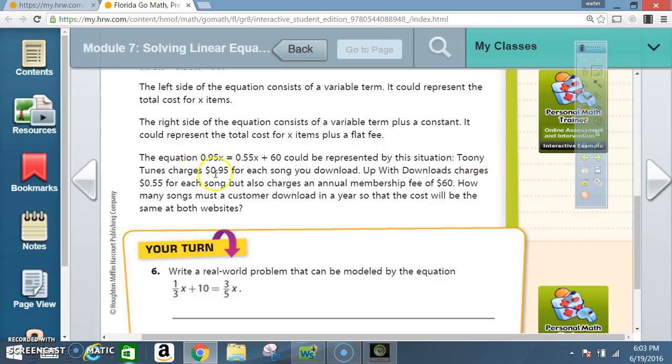The equation 0.95 times x is equal to 0.55 times x plus 60 could be represented by this situation. Tuning Tune charges $0.95 for each song you download. Upward Download charges 55 cents for each song, but also charges an annual membership fee of $60.